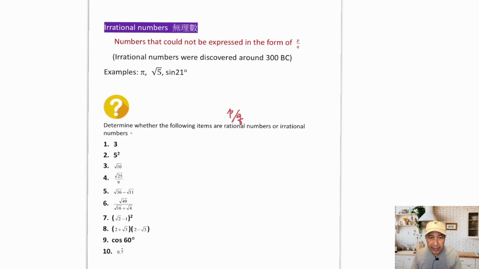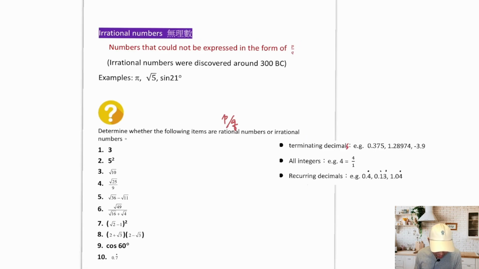Okay, let's do an exercise. Determine whether the following items are rational numbers or irrational numbers. The definition of a rational number is that it can be expressed in the form P over Q. We can check which one can be expressed in the form of P over Q, but instead we have another way. So we are going to check these 10 numbers by using these classifications.